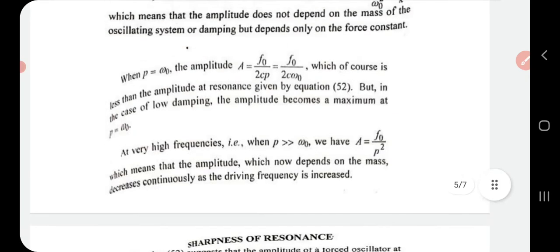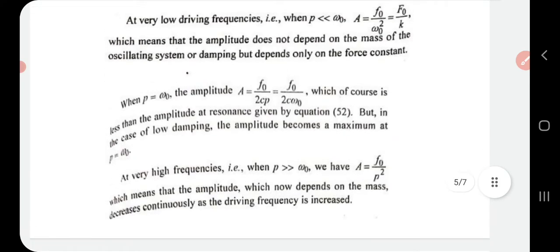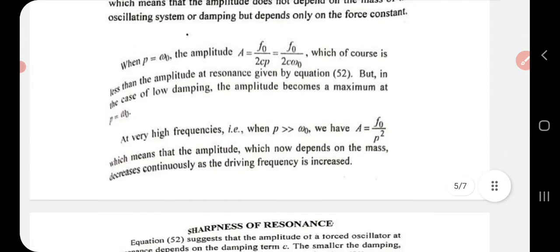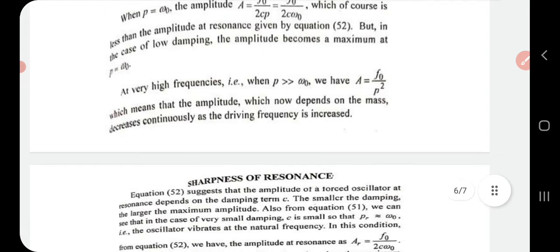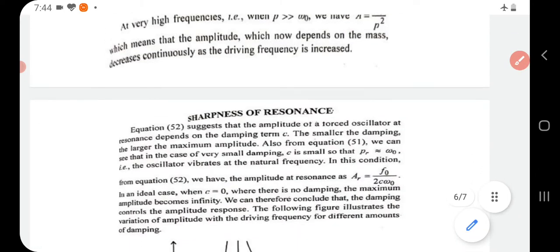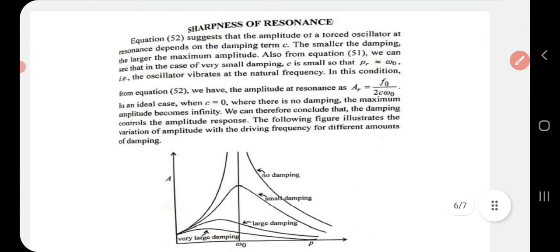So these are the three conditions: at low driving frequency, at resonance, and at very high driving frequency. That is, p less than omega 0, p equal to omega 0, p greater than omega 0. Under these three conditions, how does the amplitude of oscillation look? The last section is the sharpness of resonance.